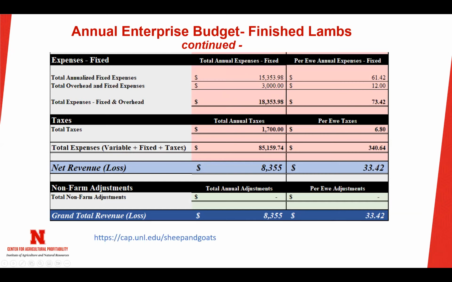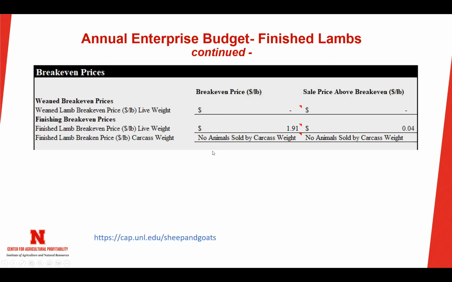And then oftentimes you'll see in our budgets some other analysis pages, if you will. And in this case, we show a break even. And this is a per pound break even price for a finished lamb. And again, this was something that we worked with a year ago.